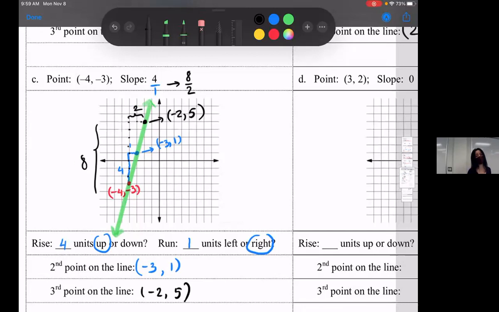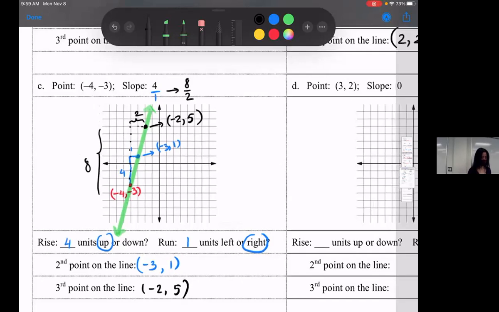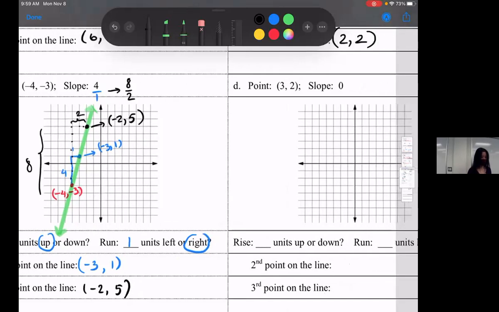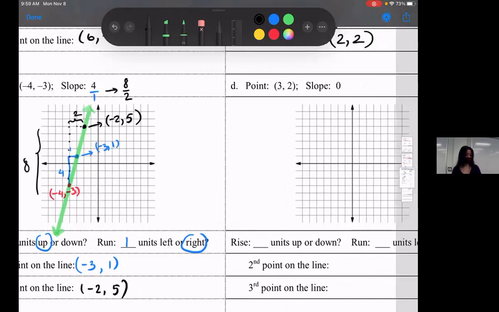Personally, I will never ask you for the third point. It's just tedious. I'm not sure they do that on the exam or not. I'll remind you. All right, D. I want you to do D on your own. I'll walk around and see how you do.